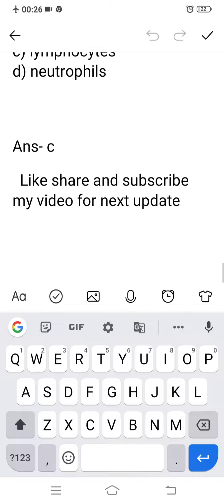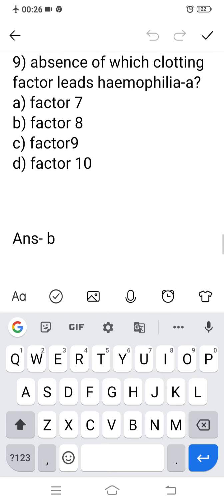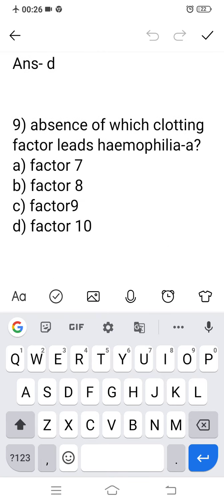Question number 9. Absence of which clotting factor leads to haemophilia A? Generally, a total of 12 clotting factors are present in our body. So absence of which clotting factor leads to haemophilia A? Option A, factor 7. Option B, factor 8. Option C, factor 9. Option D, factor 10.